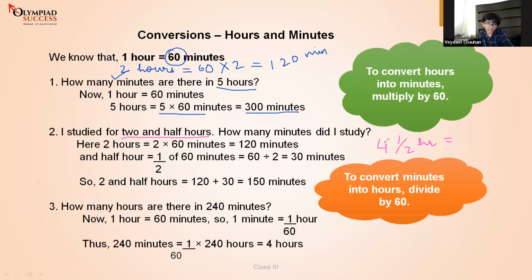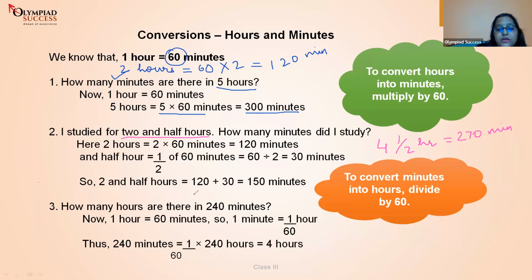So what will be the timing in minutes for 4 hours? 4 hours will be 240 minutes. Yes, correct. And half an hour more. 270 minutes. Absolutely correct. So if I say that you are staying in school for 4.5 hours, that means you're staying there for 270 minutes. Okay.